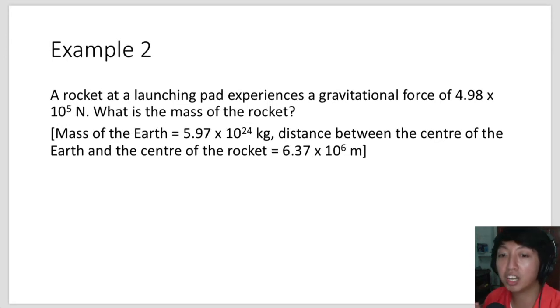Okay, question number 2, example number 2. A rocket at a launching pad experiences a gravitational force of 4.98 times 10 to the power of 5. What is the mass of the rocket? So mass of the Earth has been stated. Distance between the center of the Earth and the center of the rocket is also stated. And the force is also stated this time. So this time we have the force, but what we're looking for is the mass of the rocket.